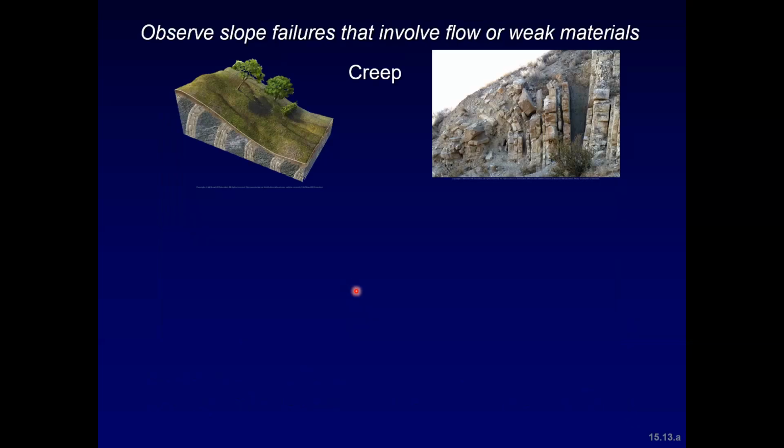So here are some slope failures that involve flow or weak materials. Things are constantly creeping, like hills are creeping right now as we speak, downward due to gravity. That's a slow, continuous movement in weak materials. Like I said, it occurs on most slopes, but at different rates.